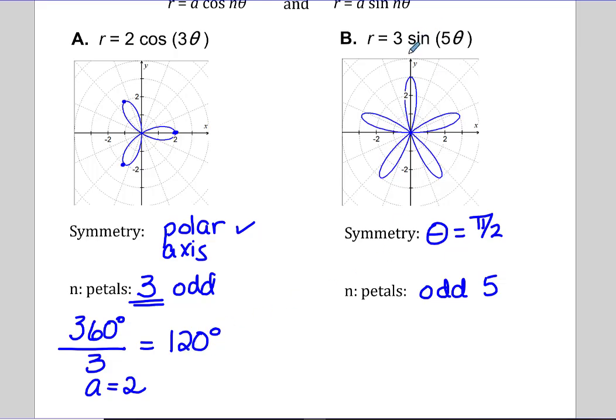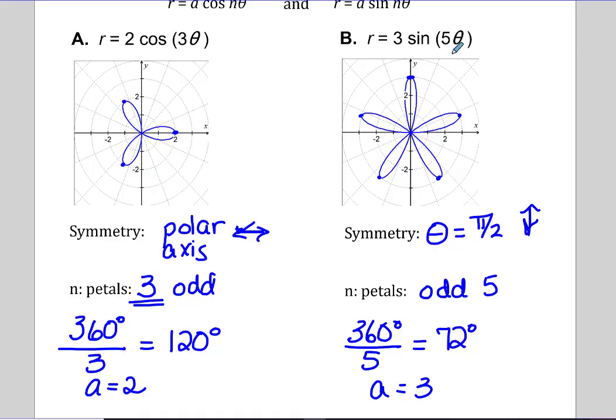Okay, this one, because it's sine, we have our petal length on the y-axis, and 360 divided by 5 tells us every 72 degrees we're going to have a new petal. So we would start here, and then 72 degrees away, and 72 degrees away, and 72 degrees, and 72 degrees, until we came back around to our pi over 2 symmetry line, right? This one had polar axis symmetry. So we started here and went 120, 120, and so on. So our A value is 3, and the petal length was on the y-axis. That was our first petal right here at 72.